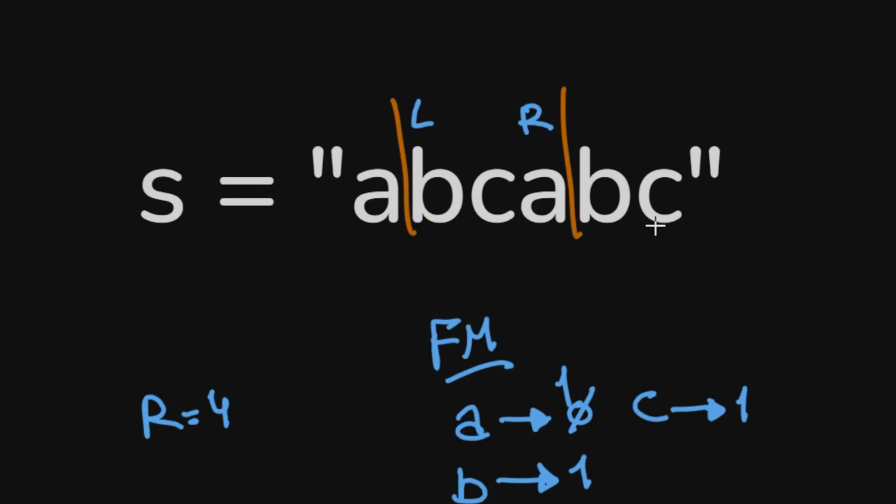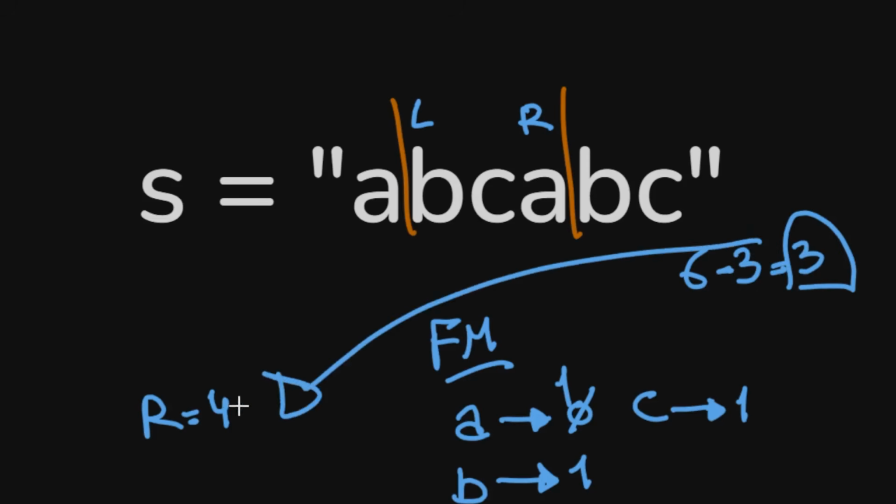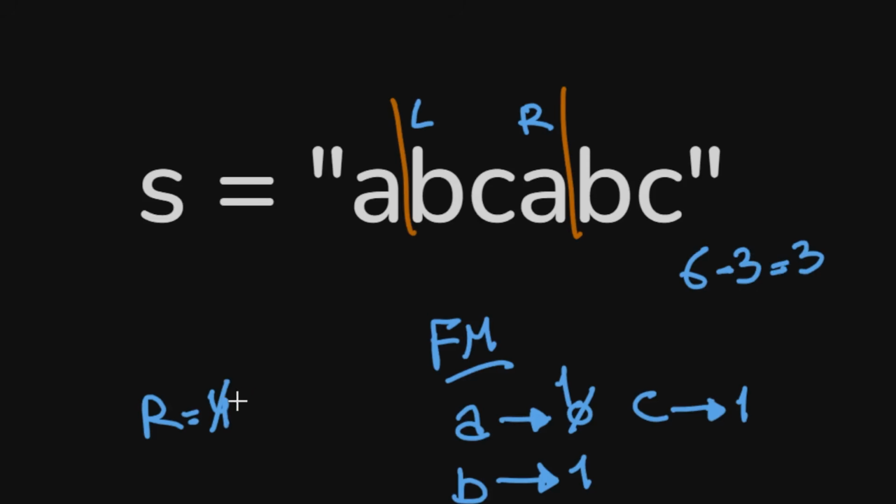Well, remember what we did before. We do n, meaning 6, minus r. Here r is at index 0, 1, 2, 3. 6 minus 3 is equal to 3. So we add this to the result, and 4 plus 3 is equal to 7.